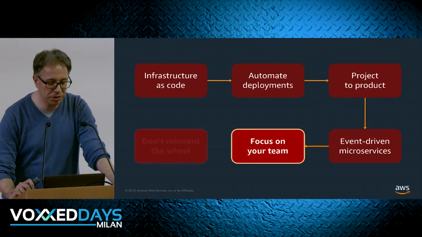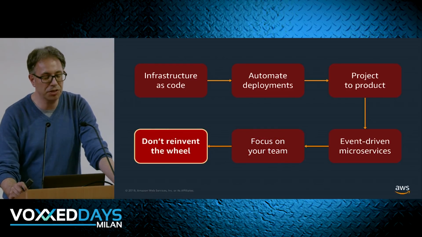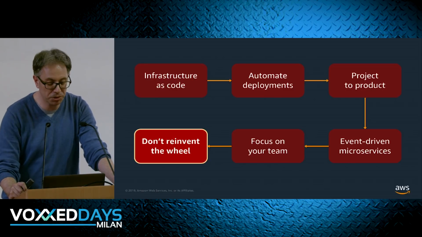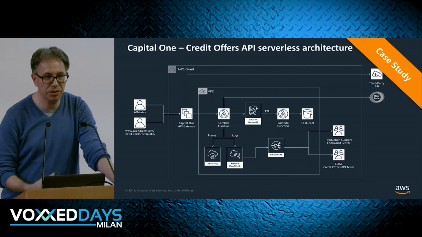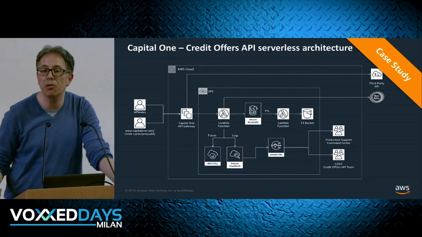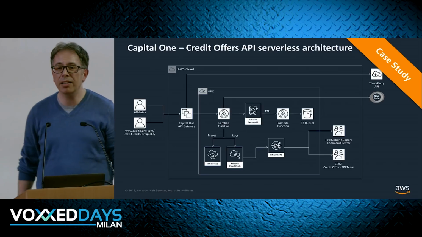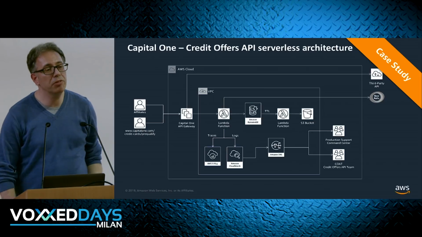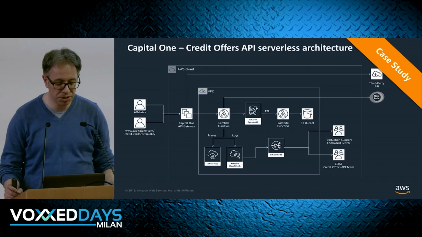So after focusing on your team, the other important part as a developer, and this is probably not just for serverless, is don't reinvent the wheel. I think it's one of the sentences that I heard the most today. And we work, for example, with our customers to share their stories so that you can understand what works and what doesn't work with using serverless architecture. This is Capital One. It's a bank in the US and in the UK. They were speaking with me at re:Invent in Vegas last year. We did a session together.